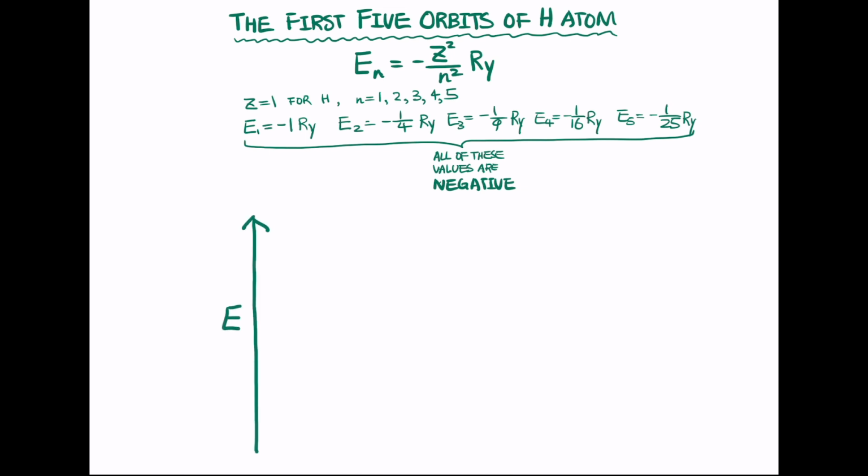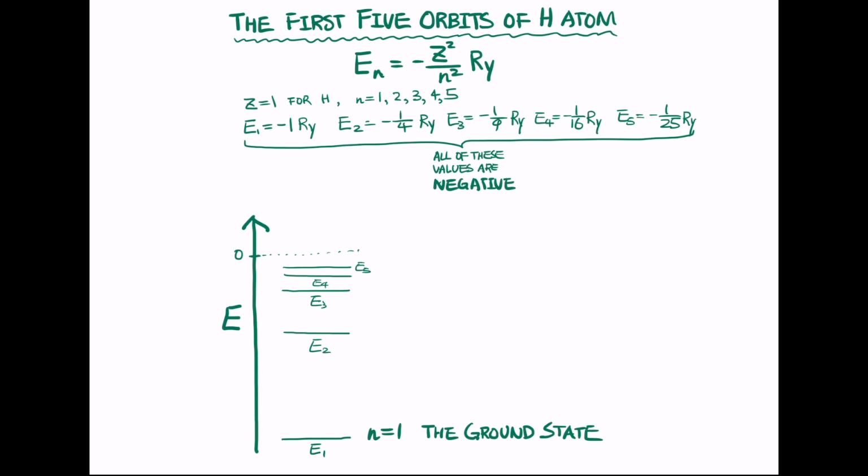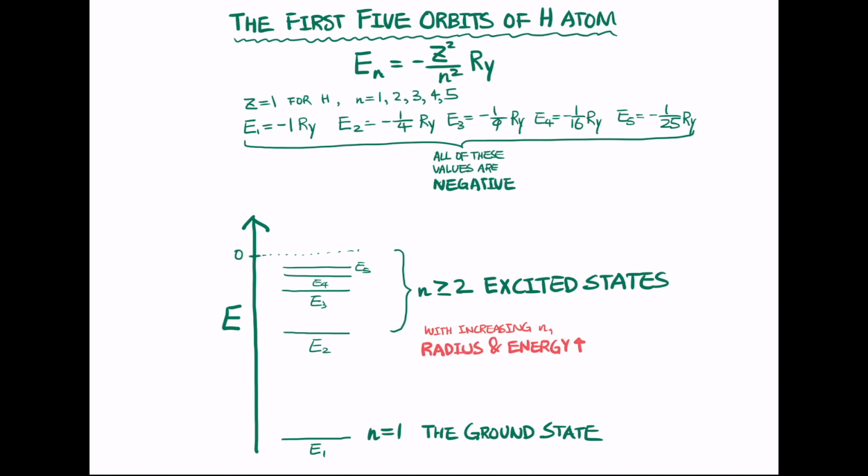These are the quantized energy levels that Bohr described for the hydrogen atom, the most important of which is the energy at n equals 1, the lowest possible energy level an electron can occupy. We call this the ground state. Any state above it is called an excited state of the electron. The most important takeaway so far is that with increasing n, the radius and energy level increase.